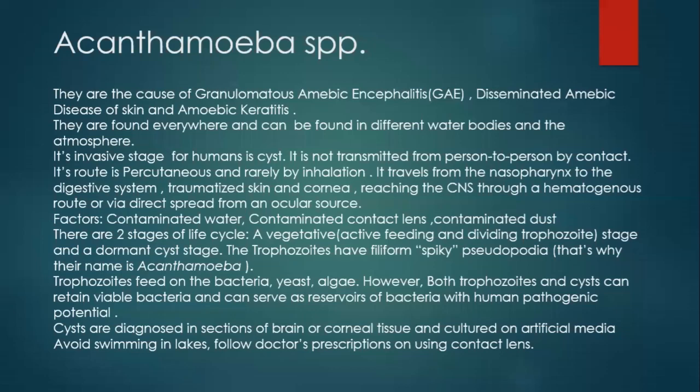Its invasive stage in humans is the cyst. It can't be transmitted from person to person by contact. Its route is percutaneous and is rarely transmitted into the organism by inhalation. So it travels from the nasopharynx into your digestive system. It can also be transferred through wounded skin and through the cornea. It reaches the CNS, and just like Naegleria fowleri, they begin to eat away at the brain tissue. They begin to damage neurons.